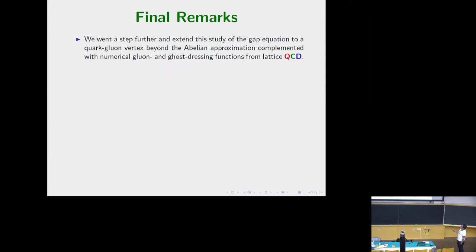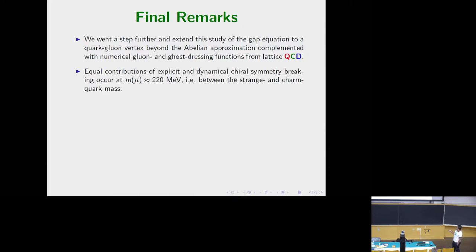And we went a step further and extended this study to the quark-gluon vertex beyond the Abelian approximation, complete with numerical gluon and ghost dressing functions from lattice. And we obtained that equal contribution of explicit and dynamical chiral symmetry breaking occurs around 220 MeV, which is in the range between the strange and charm quark mass.